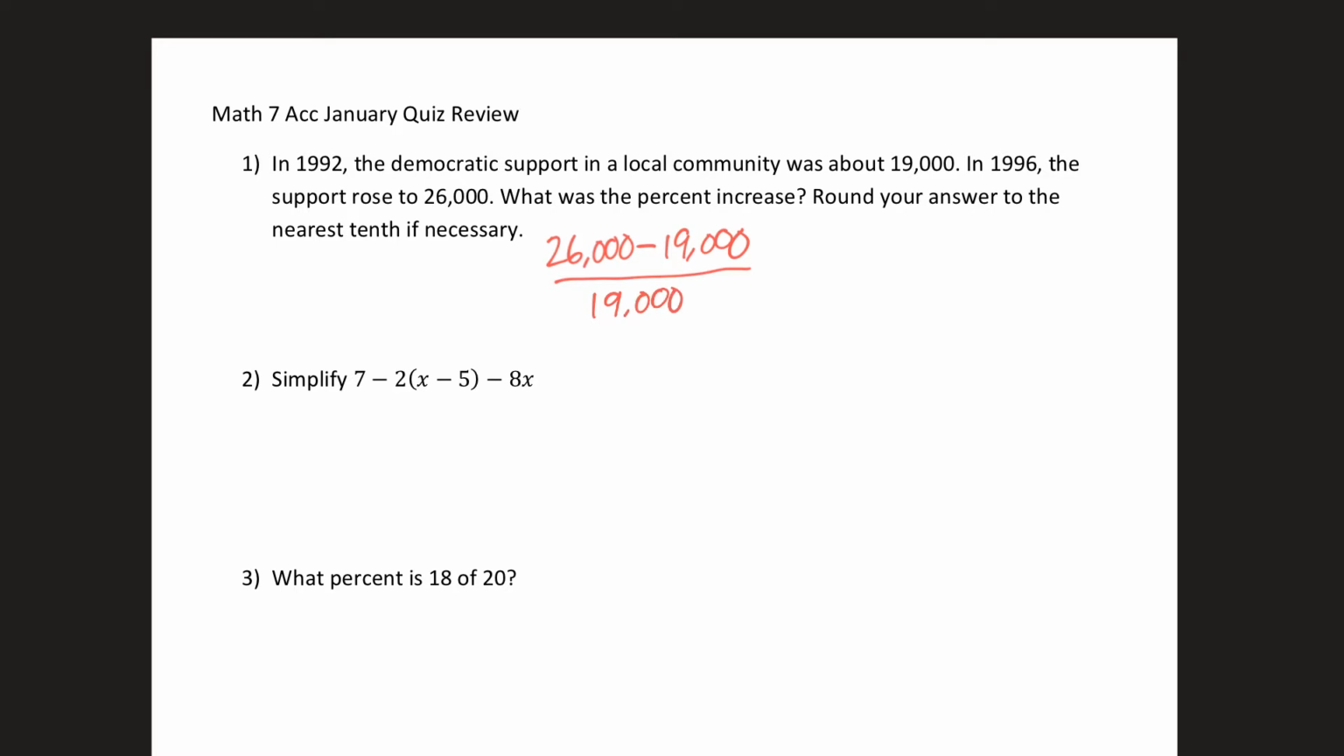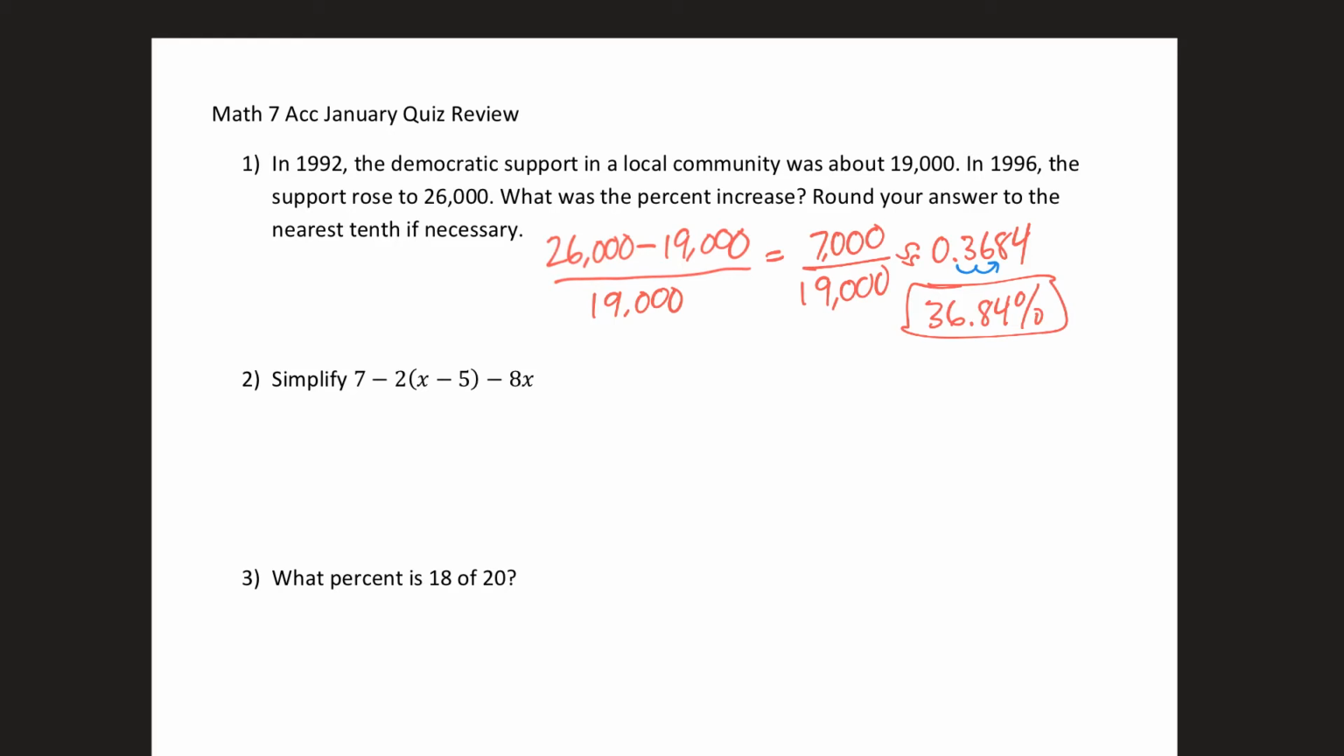And then you subtract, that's 7,000 divided by 19,000. And when I divide this, it's going to be about 0.3684. But when you want a percent, you have to move that decimal 2 times to the right. So that becomes 36.84%, and that is the answer. That's the percent change.